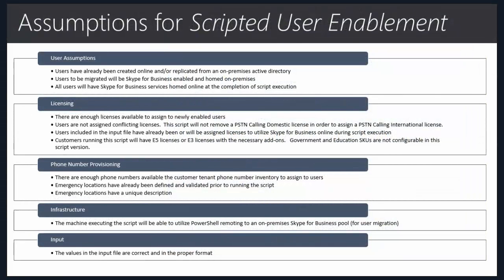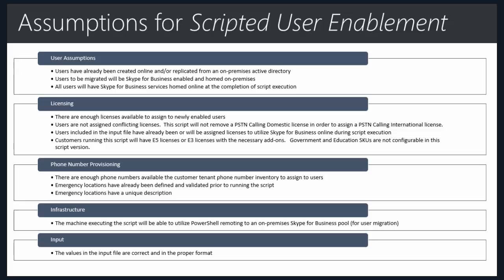Some quick assumptions when we're running the script. If any of these assumptions are untrue, chances are you will likely get errors when trying to run the script. First of all, we want to make sure that the user objects have already been created online or replicated to on-premise Active Directory. This is because I assume that users that are supplied in those scripts have already been created. They don't have to be assigned licenses, but I want to make sure that they exist in those directories.